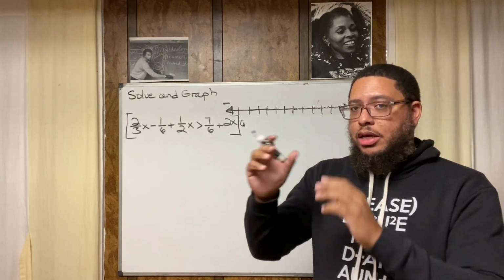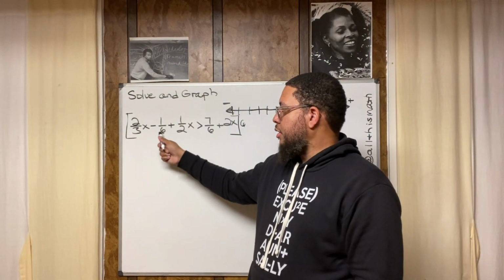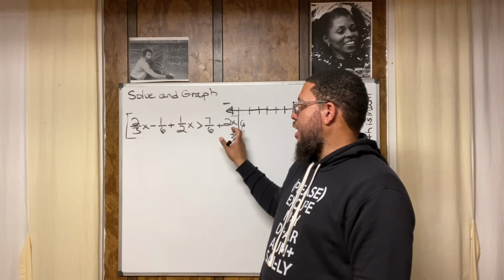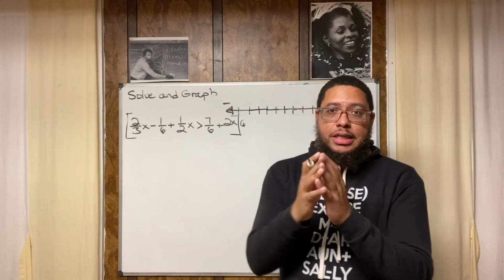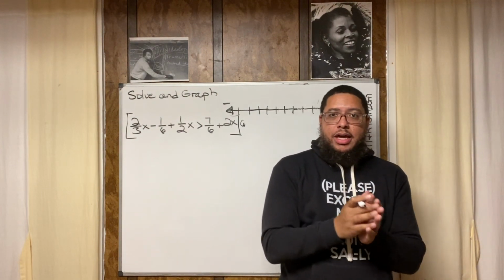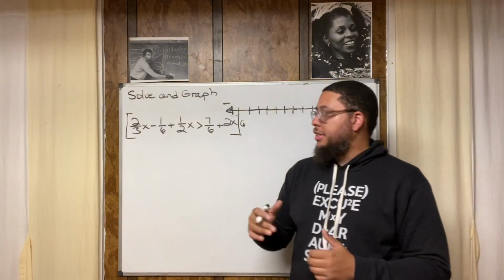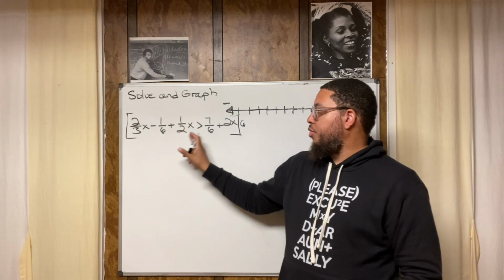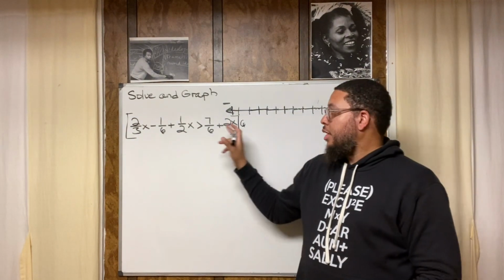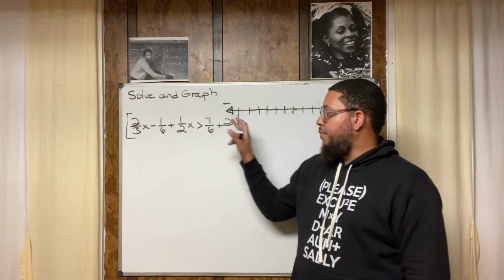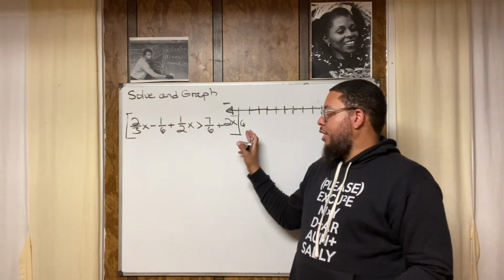I look at every fraction, the bottom number in every fraction: 3, 6, 2, 6. This is not a fraction, so it doesn't really count. 3, 6, 2, and 6, the least common multiple, aka the LCM, is 6. Why? Because 3 times 2 equals 6, 6 times 1 equals 6, 2 times 3 equals 6, 6 times 1 again equals 6.